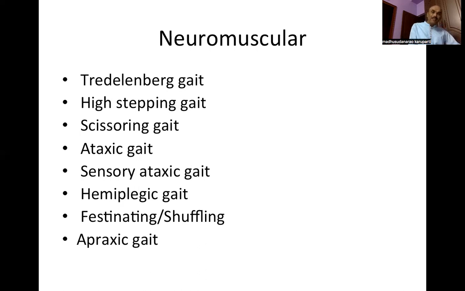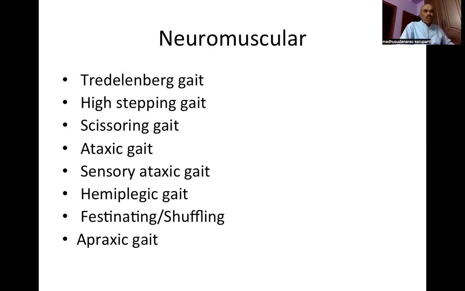Hemiplegic gait is a sort of circumduction gait secondary to the hypertonicity of the muscles. The patient tries to lift the leg, adducted at the hip, abducted at the hip, and tries to clear the foot off the ground. So he lifts and makes an arching movement in order to proceed forwards. This is called the circumduction gait.